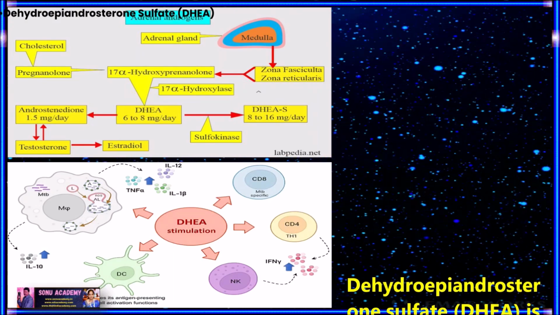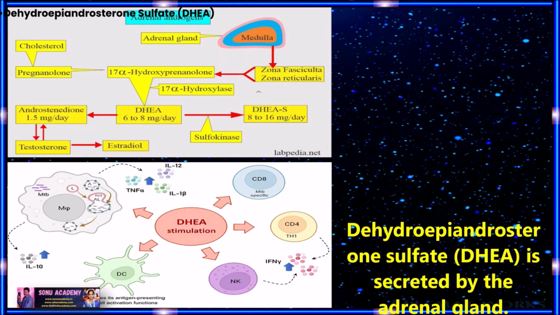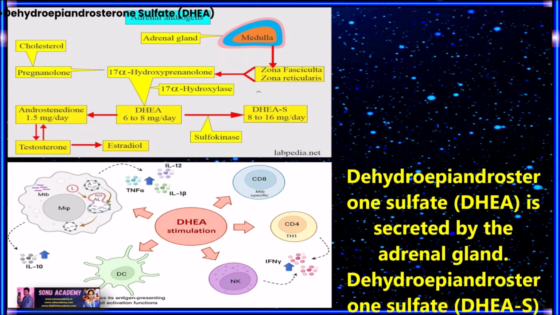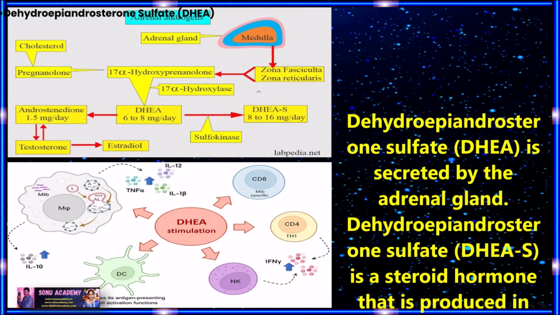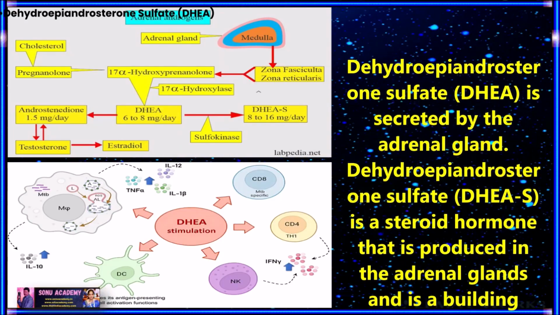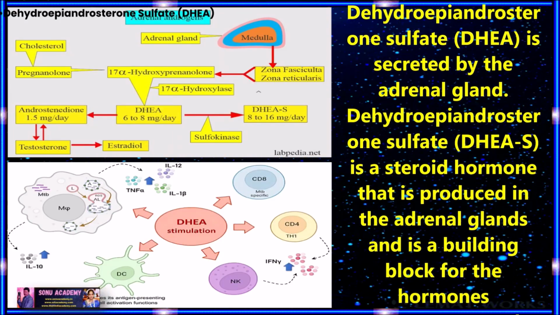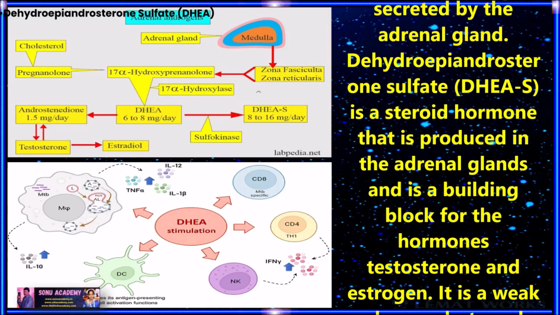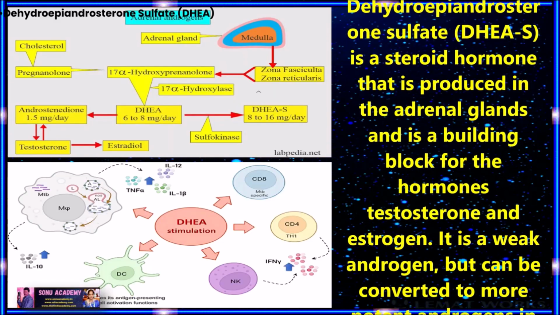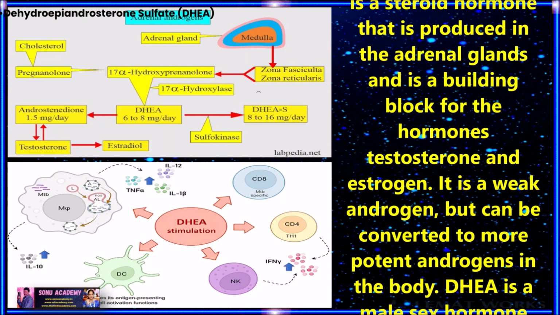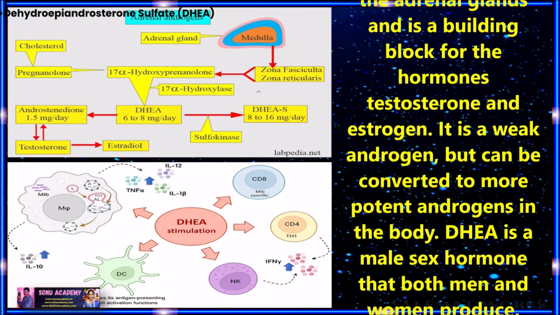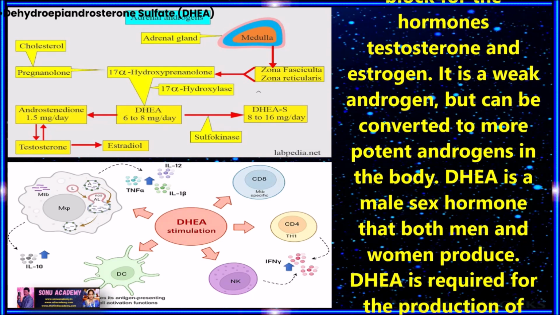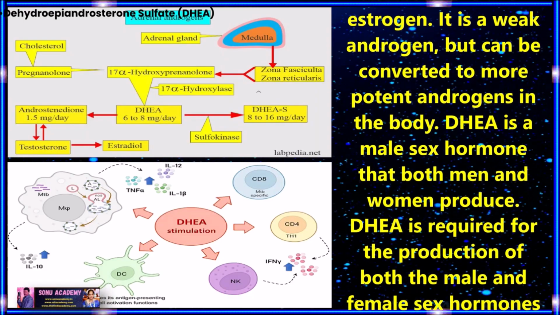Children, now let us discuss dehydroepiandrosterone sulfate, which is also called DHEA. DHEA is secreted by the adrenal gland. It is a steroid hormone produced in the adrenal gland and is a building block of the hormones testosterone and estrogen. It is a weak androgen but can be converted to more potent androgens in the body.